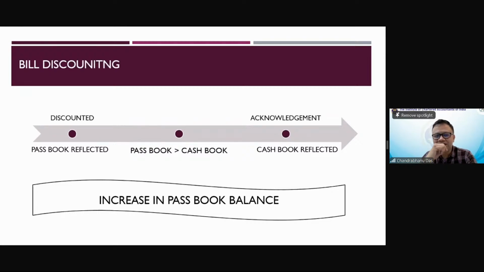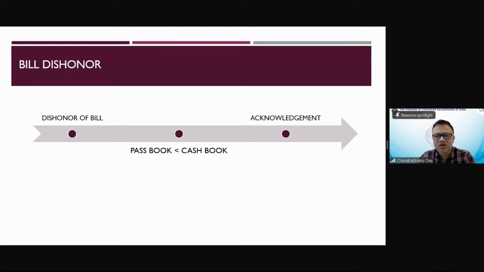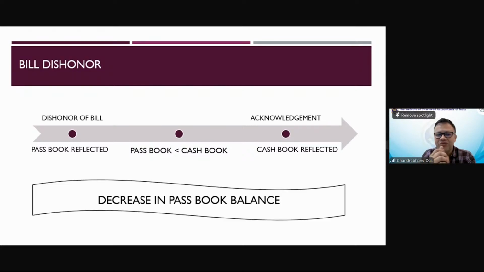So when you are discounting, you're giving the money first to the company. So first of all, it is known to the passbook. Then later on, it is reflected in the cash book. Then in a dishonor of bill, the passbook is reflected, and the cash book is reflected later on, because when the bill is dishonored, the company doesn't know that the bill has been dishonored. Simply like cheque dishonor, the company doesn't know it. Later on, the bank sends advice, and seeing the written advice, you can see it. So there is a decrease in the bank book balance.